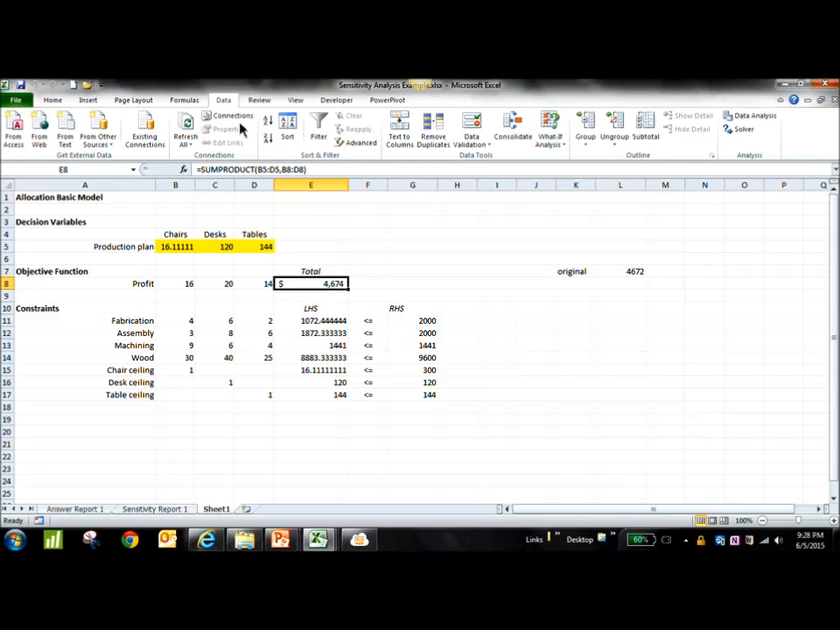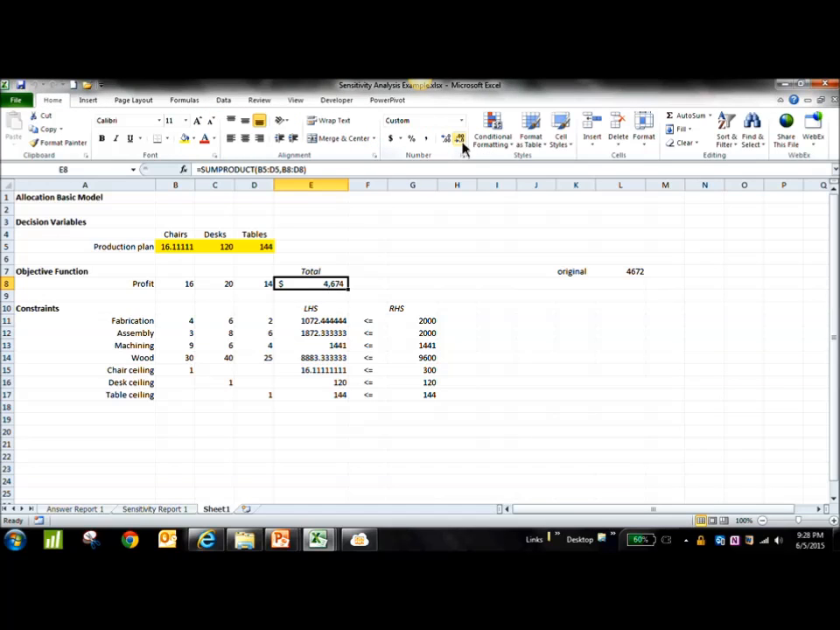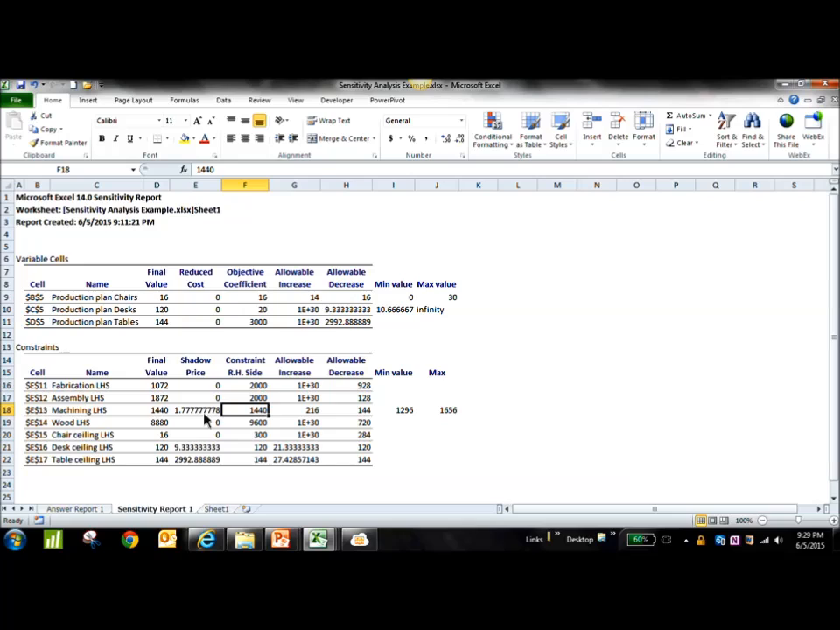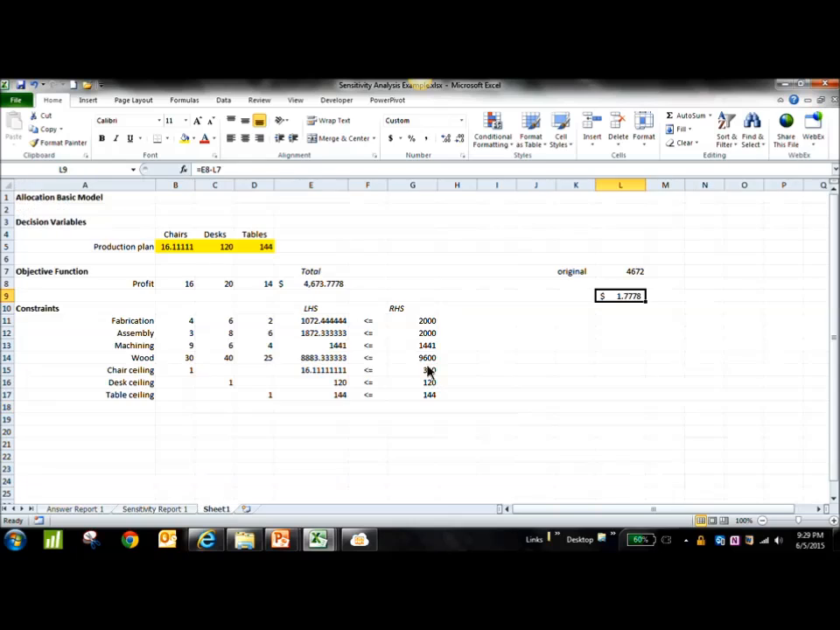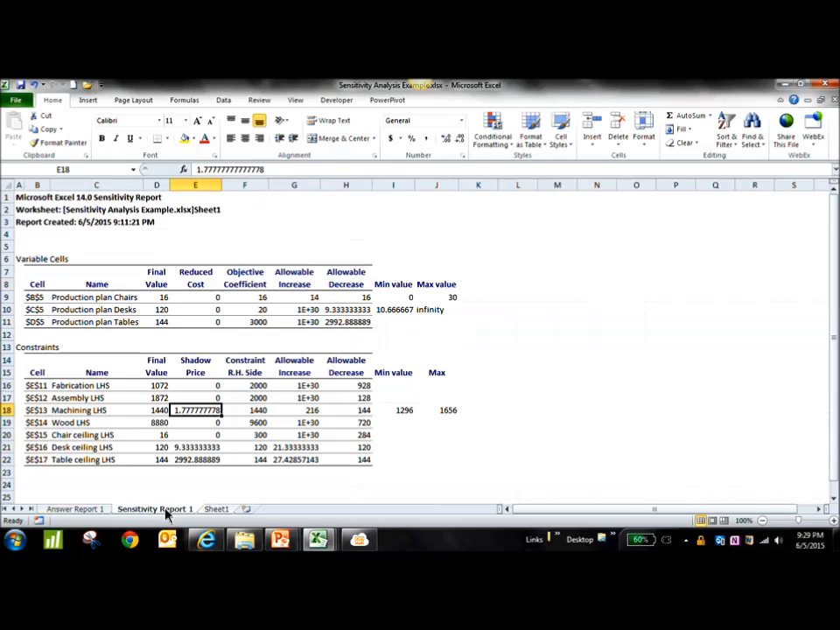I'll hit OK. See what I'm doing here? I'm showing you the decimals. What's the increase from original to the new? If I do this minus this, 1.77777778. That is exactly what we just came up with. An increase of 1 caused an increase of 1.7778 on the objective function. This is what we mean by the shadow price.